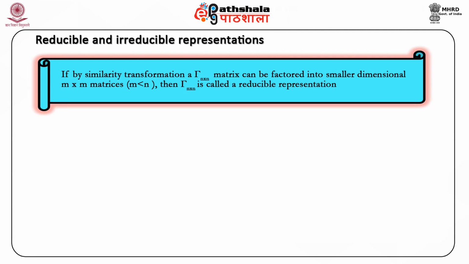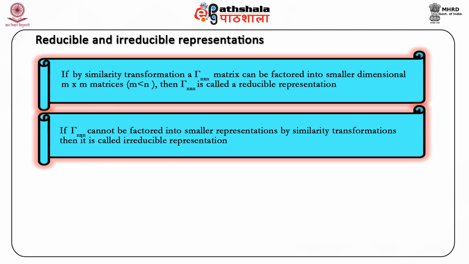You already know about reducible representations and the various ways of getting these reducible representations. There are infinite numbers of ways of getting reducible representations. Now you will learn about how to represent these reducible representations. If by similarity transformation, a tau n×n matrix can be factored into a smaller dimensional m×m matrix, m less than n, then tau n×n is called a reducible representation, and if tau n×n cannot be factored into smaller representations by similarity transformations, then it is called an irreducible representation.